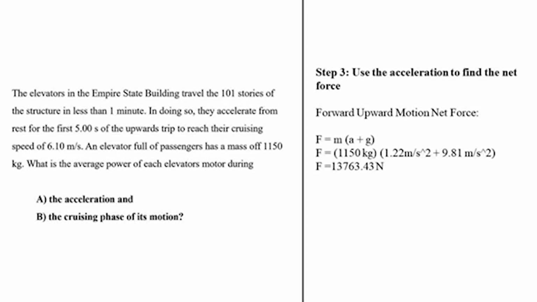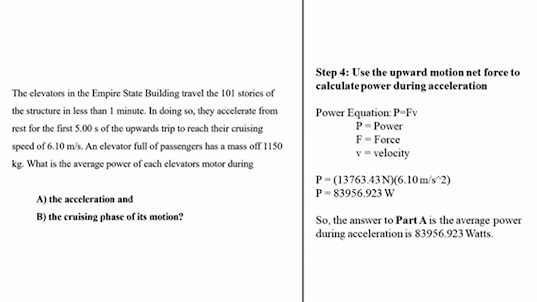Then we use that acceleration to find the upward motion net force. So basically this is just calculating force using mass, acceleration, and gravity. So we plug in that mass, that acceleration that we found, and the constant of gravity, and then we find that the force is 13,763 newtons.